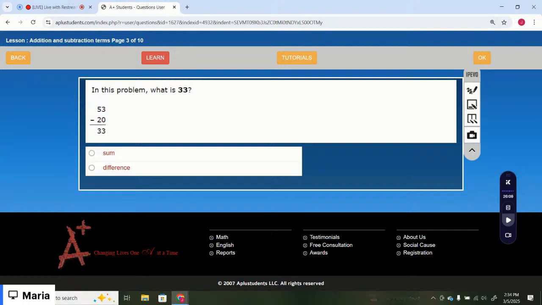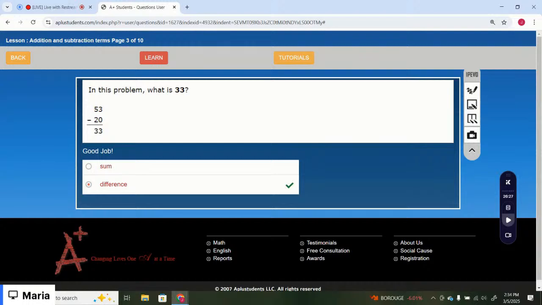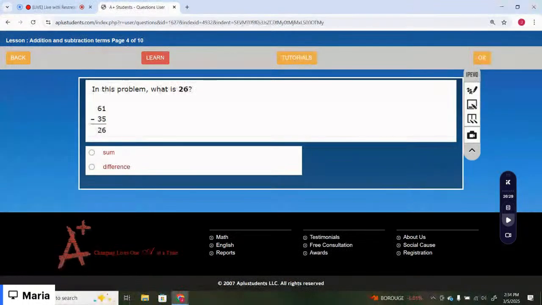In this problem, what is 33? 53 take away 20 is 33. So when you subtract two numbers, the answer is the difference of the two numbers. So that is the difference.